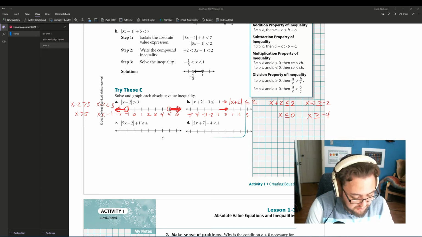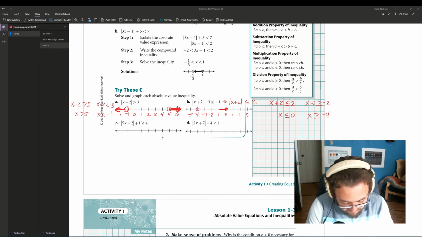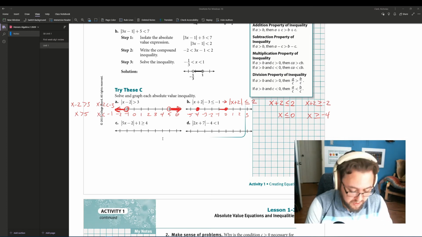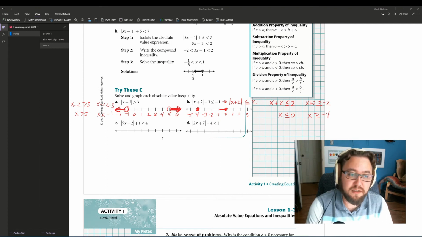The other says that x is greater than or equal to negative 4. So here's negative 4. Greater than or equal to is to the right. So it looks like these two lines are going to collide, and our graph is going to look like this.